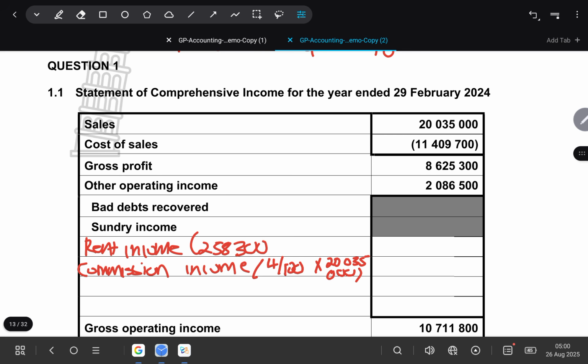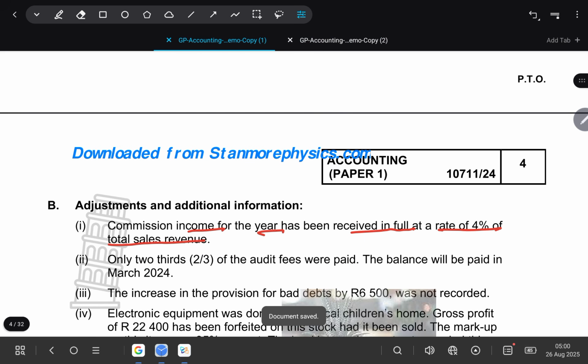So we are getting 801,400. So we'll have that 801,400 here. Okay, then you are done with adjustment number 1. Now remember here, none of it is owed, so you can include it in the balance sheet.